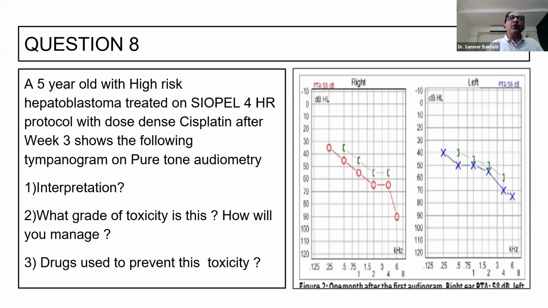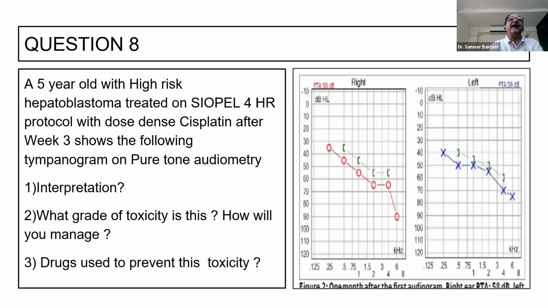Now, is there any drug that you can use to prevent this toxicity? I don't know, sir. I will also give you a hint. This drug is also used in cyanide poisoning. Does it ring a bell now? Still not? Okay. It is sodium thiosulfate.